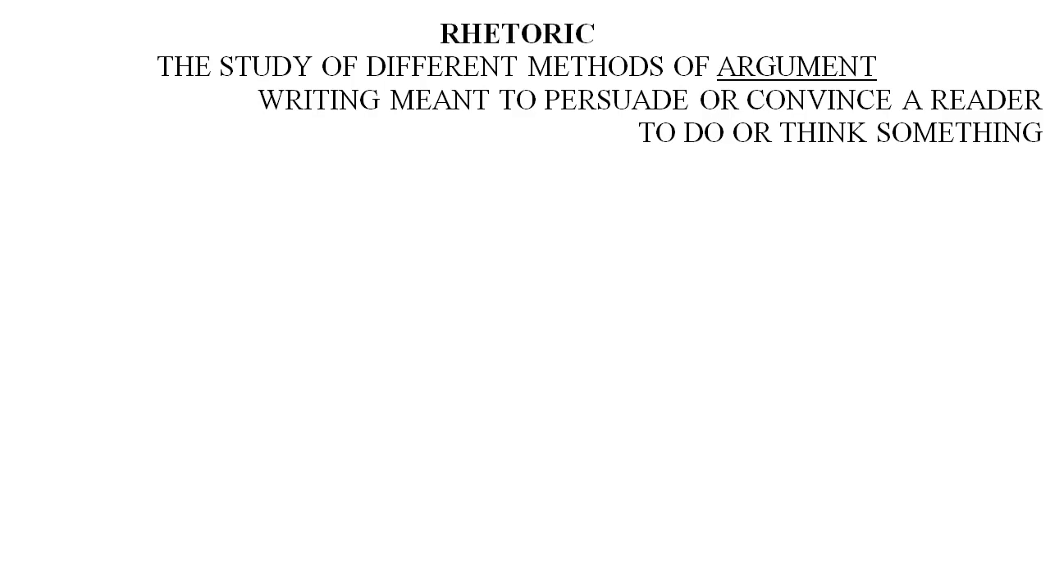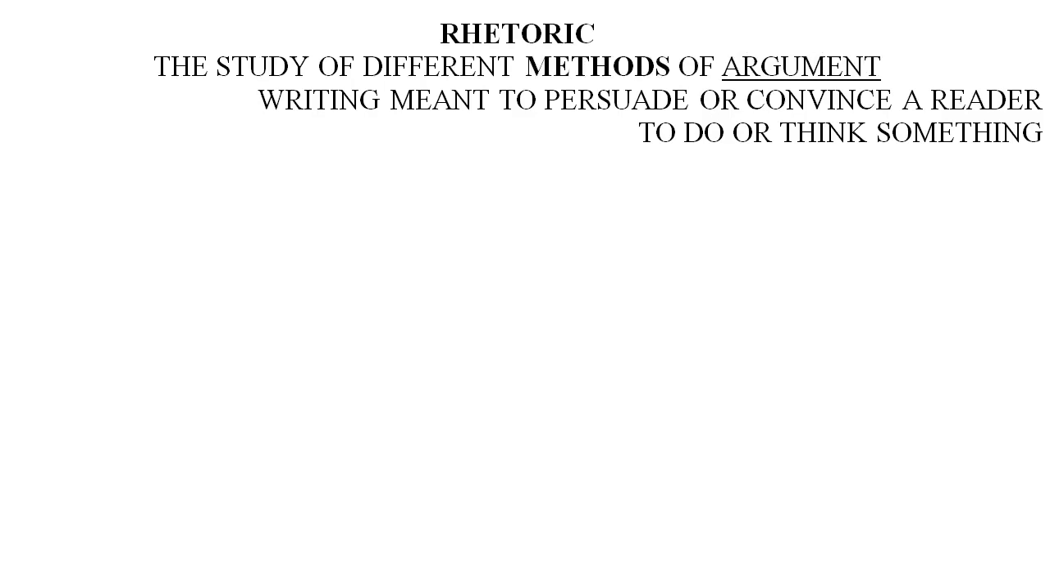Thinking about rhetoric can be useful to you as you create arguments. It can also be useful to you as you read arguments. Knowing how an argument is made can help you understand it more clearly and decide more accurately whether you want to accept or reject it. Since I don't want to make this video half an hour long, I'll talk about only a couple of methods of argument. In future modules, we'll be looking at some other methods.